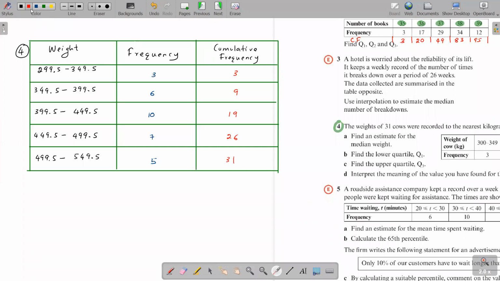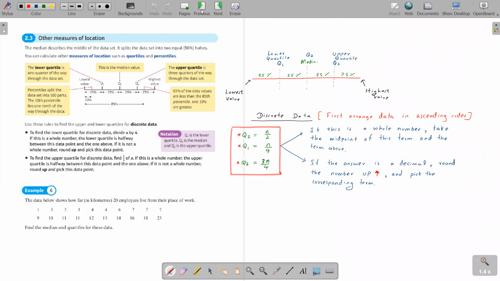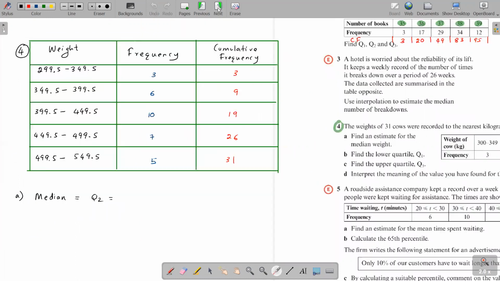Look at the way we apply interpolation. The first thing is to find the median, or the second quartile. What was the formula we learned under discrete data? The formula I gave you was n over 2. The formulas are actually not going to change. Median, Q1, Q2, Q3: n over 2, n over 4, 3n over 4. These formulas are not going to change, but what we do with the answer of the formula will be completely different in continuous data.